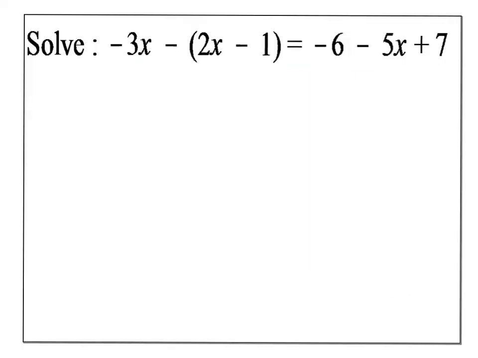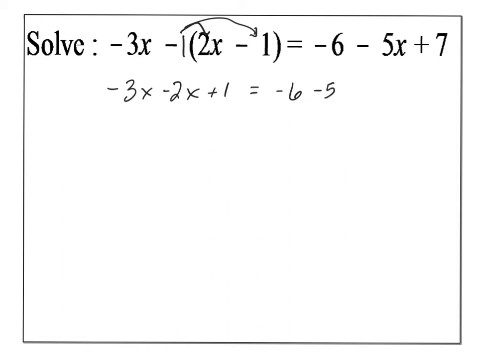Okay? Let's go ahead and see what that looks like. So here I have an equation again. It's not simplified, so we have to simplify before we can actually do the equation. So I have to distribute this -1 here. So I'm going to go ahead and rewrite this. -3x minus 2x plus 1. If you have to draw the arrows, please do, because a lot of times we'll lose that negative.